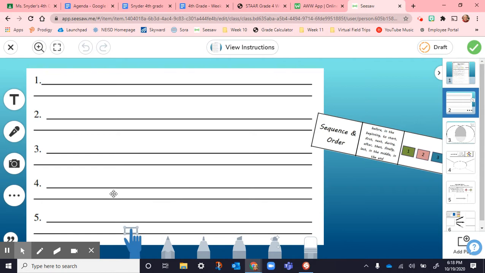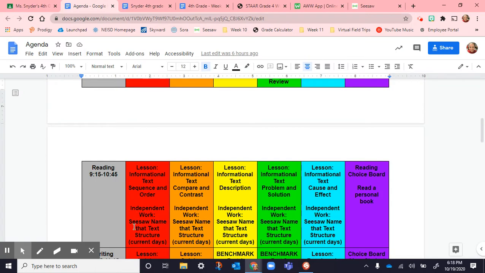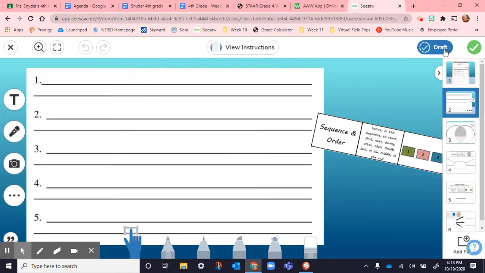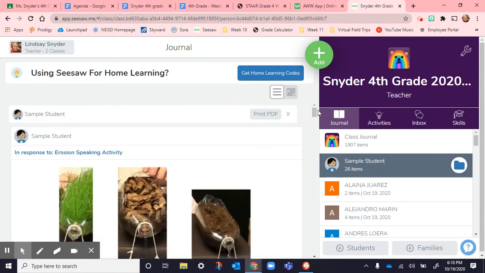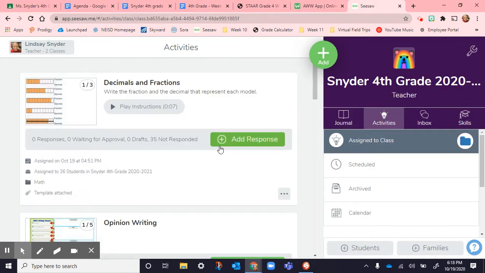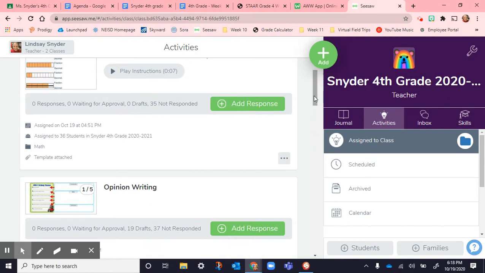And the thing that I told them I was looking for is, do they have those keywords that tell me as a reader that they are showing that sequence of events? So that first, next, and so on. All right, so that's what we did in reading. And then students had, so let me draft this again. The other thing that they did was in activities. Let me find it.